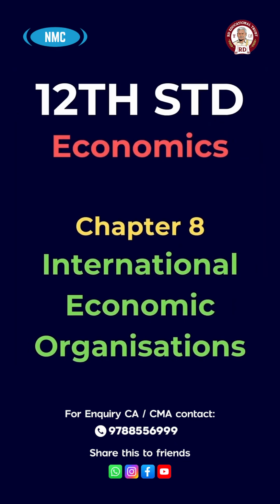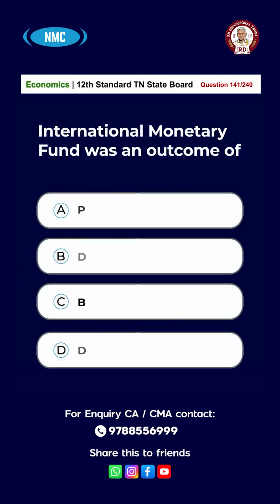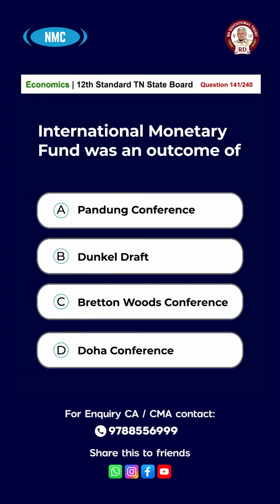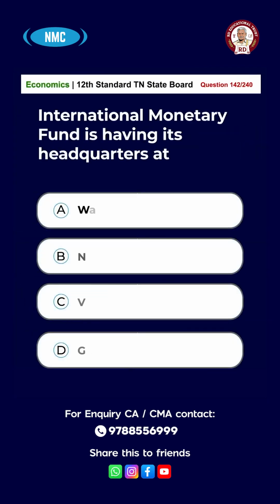Chapter 8. International Economic Organization. Question number 141. International Monetary Fund was an outcome of A. Bandung Conference. B. Dunkel Draft. C. Bretton Woods Conference. D. Doha Conference. The answer is option C. Bretton Woods Conference.